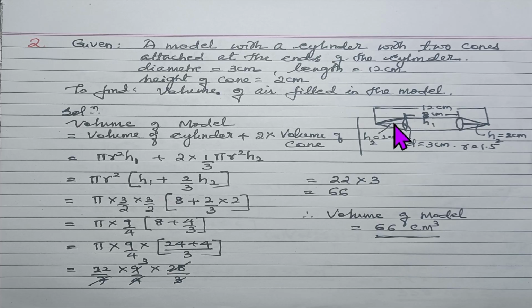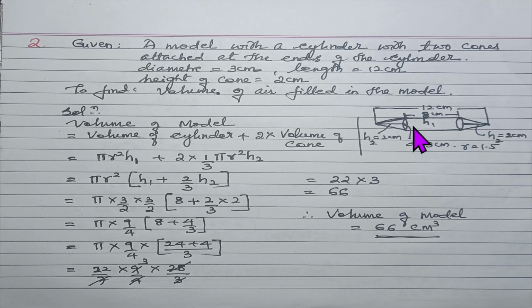Now in the second example, we are given a model which has a cylinder in the center, one cone on the left end, and another cone on the right end. They are attached to the cylinder. Now the diameter of the cylinder and also the cone is 3 centimeters, and the total length of the model is 12 centimeters. The height of the cone is 2 centimeters on the left and 2 centimeters on the right. There are two cones, both having the same height, 2 centimeters. Now we have to find out the volume of air filled in this particular model.